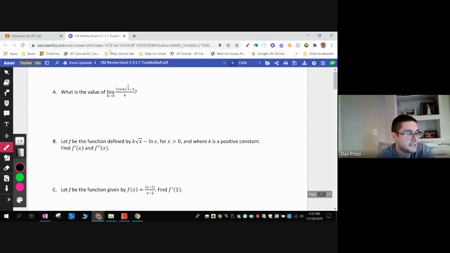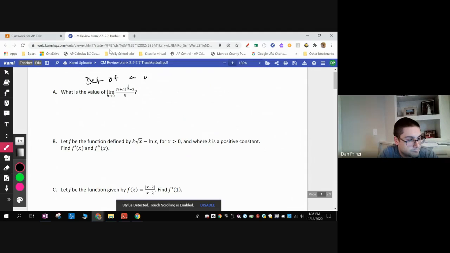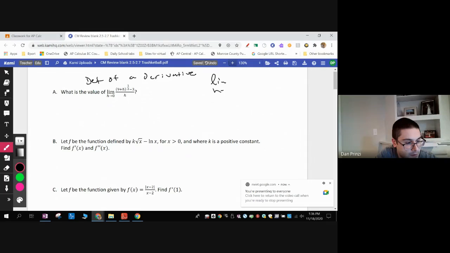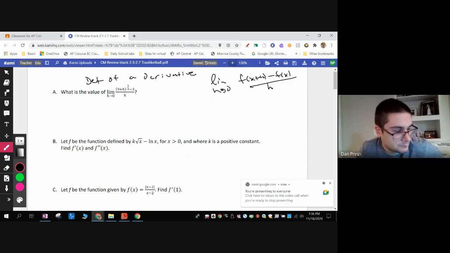It says, what is the value of this? That is the definition of a derivative. Is everyone okay with that? Now, remember, here's your definition of a derivative: limit as h approaches 0, f of x plus h minus f of x all over h. I guess my question is, what is f of x here?